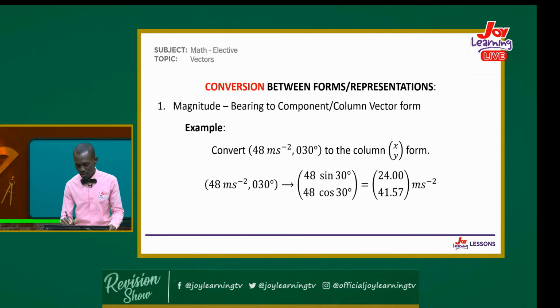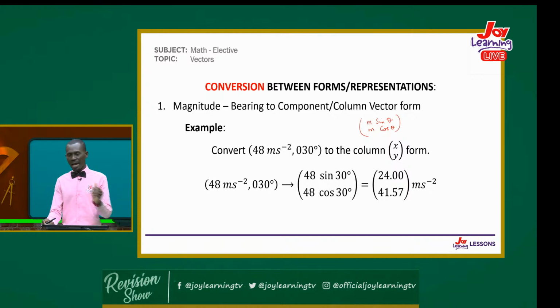So you simply say magnitude m sine the angle, magnitude cos the angle. You would have converted. Quite straightforward. I like this also because we know from trigonometry that the sine of an angle divided by the cosine of the same angle is the tangent of the angle, not so? So we say sine theta divided by cos theta is tan theta.